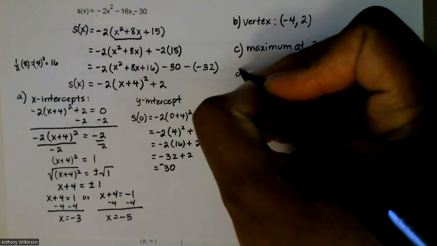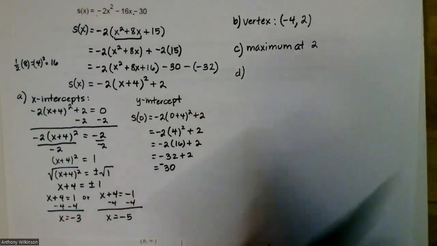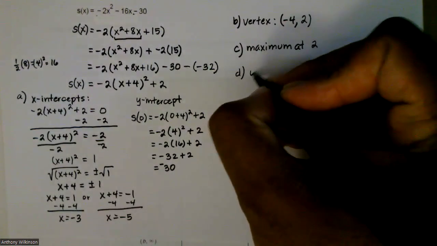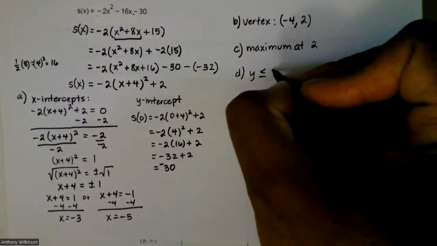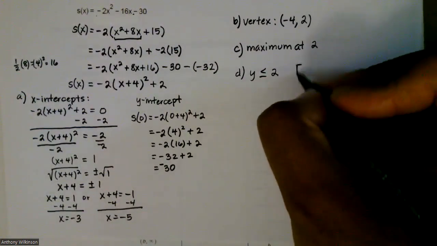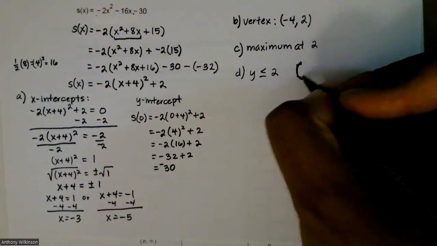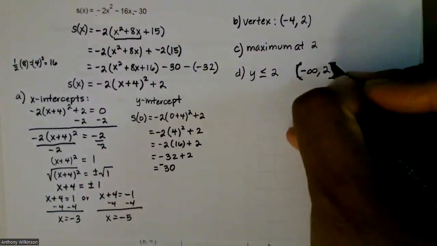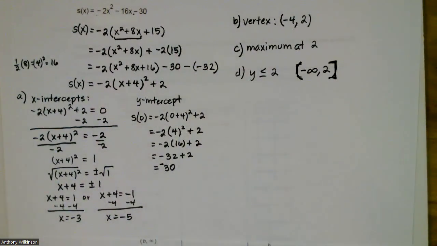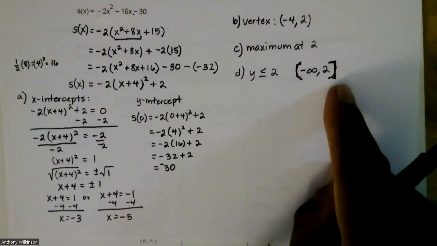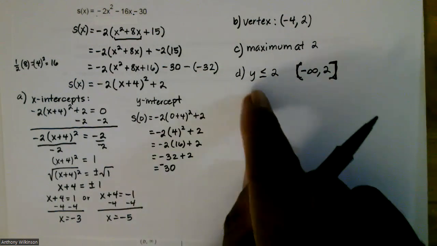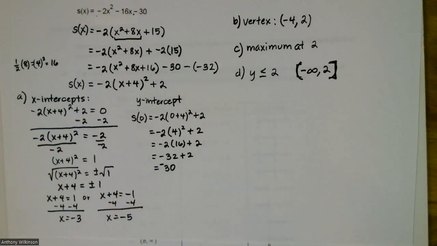And of course, the range. If it's a maximum, that means the highest y value it will ever reach is 2. So we have to use something like y is less than or equal to 2. Sometimes they might use the interval from -infinity up to 2. This is a bracket, and that's parentheses. So from -infinity to 2 would be your maximum. Usually they'll say y is less than or equal to 2. Okay.